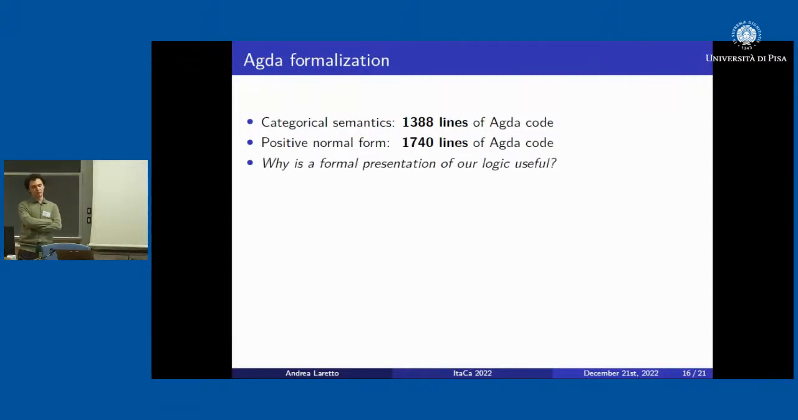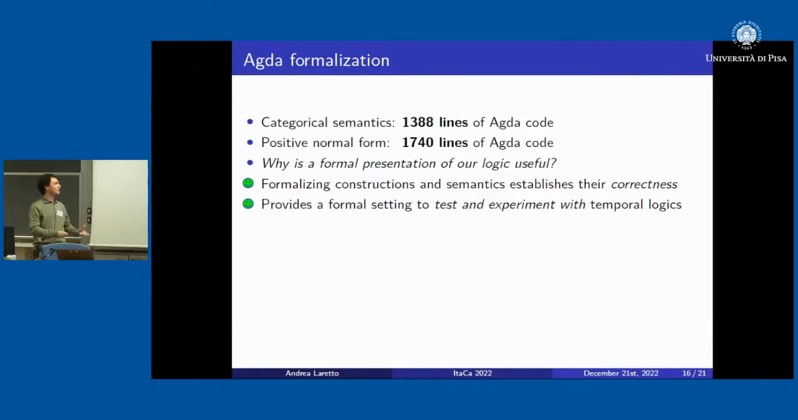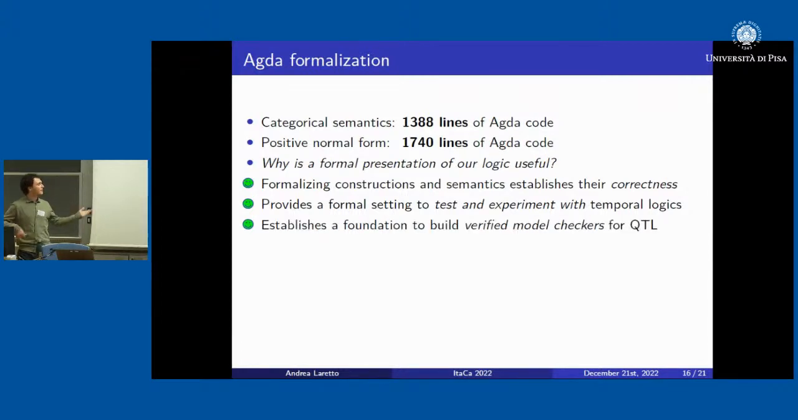And why is giving a formal presentation of the logic a useful endeavor? Well, first of all, because it formalizes the correctness, more or less, of the construction we present. And by formalizing in a constructive proof assistant, you have a playground, right? A formal setting where you can experiment and test your logic. And giving this semantics with a verified tool also establishes a foundation for verified model checkers. So you not only have your model checker, which verifies your program, but the model checker itself is verified in some sense because you formalize the semantics that it's trying to capture.